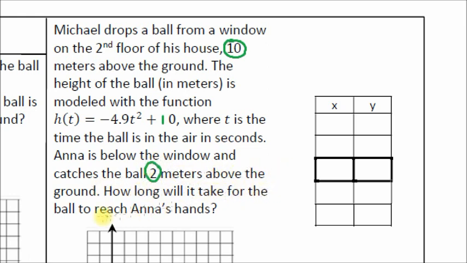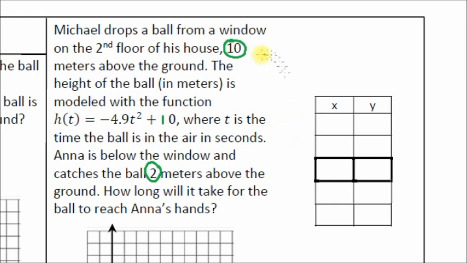How long will it take for the ball to reach Anna's hands? So in this case, unlike the previous example, the ball is not going to hit the ground at height 0. We want to know how long it takes for the ball to drop down to Anna's hands, which are actually 2 meters above the ground. We're going to set this up pretty much the same as we usually do, but then let's see how the answer might be a little bit different.